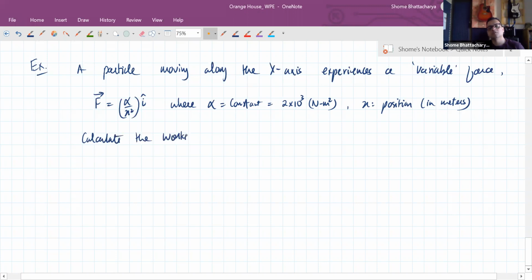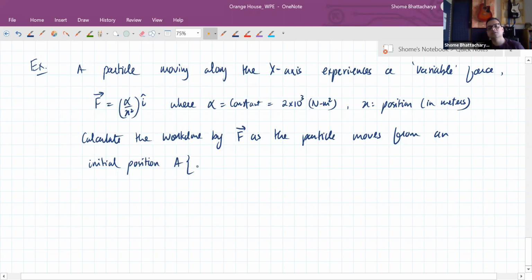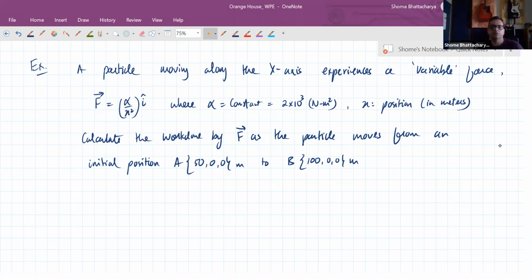the work done by this force F as the particle moves from an initial position, let's say A, given by the coordinates 50, 0, 0 in meters, to a final position B, given by the coordinates 100, 0, 0 in meters. Okay. So just note down the question. I'll explain how to work it out.